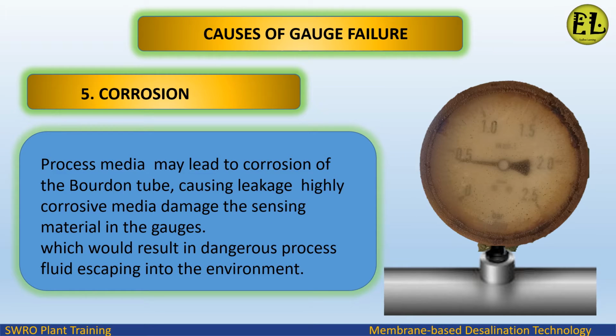Causes of gauge failure 5: corrosion. Process media may lead to corrosion of the bourdon tube, causing leakage. Highly corrosive media damage the sensing material in the gauges, which would result in dangerous process fluid escaping into the environment.